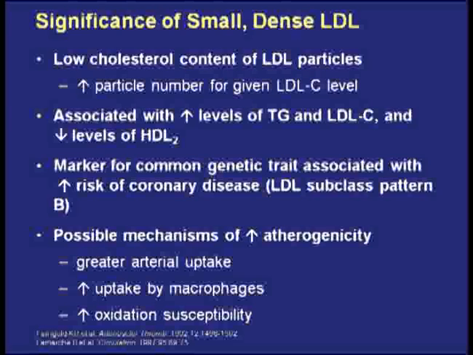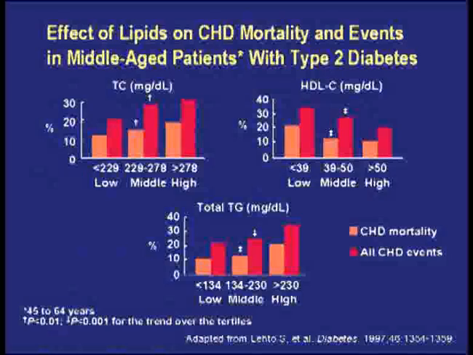Significance of small dense LDL in dyslipidemic hypertensive diabetic patients: low cholesterol content of LDL particles and increased particle number for a given LDL cholesterol level, associated with increased levels of TG and LDL-C and decreased level of HDL2, a marker for a common genetic trait associated with increased risk of coronary disease. Possible mechanisms of increased atherogenicity are greater arterial uptake, increased uptake by macrophages and increased oxidation susceptibility. All this leads to increased atherosclerosis and CVD in hypertensive diabetic patients.